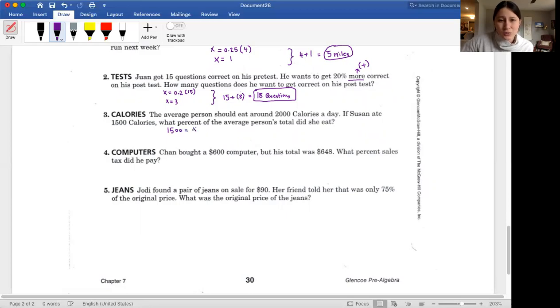We actually don't know that. And the total that each person should eat is 2,000. So we're going to do 1,500 divided by 2,000, and that's 0.75. And that means she is eating 75% of an average person's total amount of calories per day.